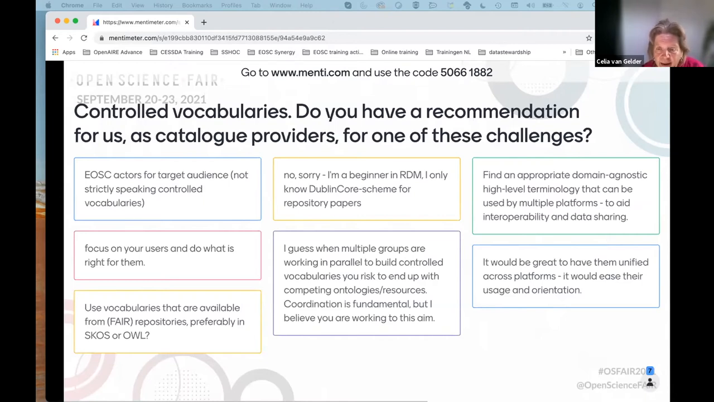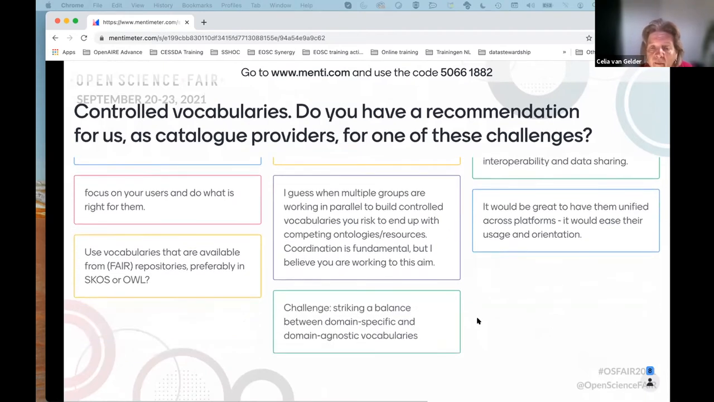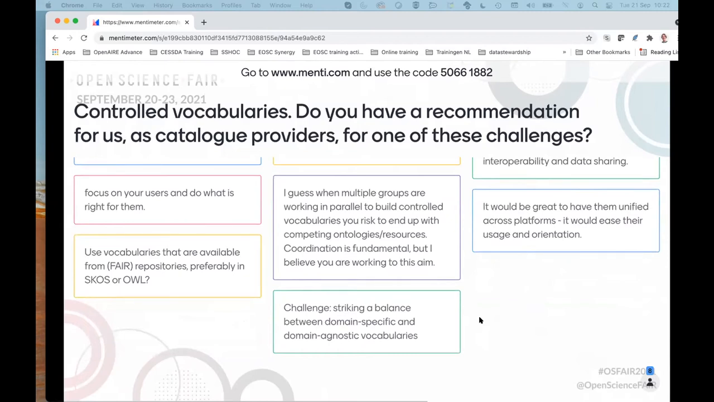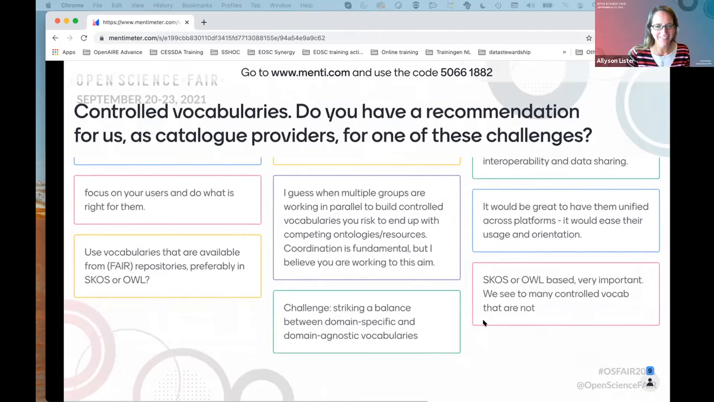Is there anybody, because I'm trying to read at the same time, but people put in comments, is there anybody who wants to open the microphone and explain the comment that they put in? If you'd like, Celia, I can just talk about the one that I put in, though I expect that most people will know which one mine is.